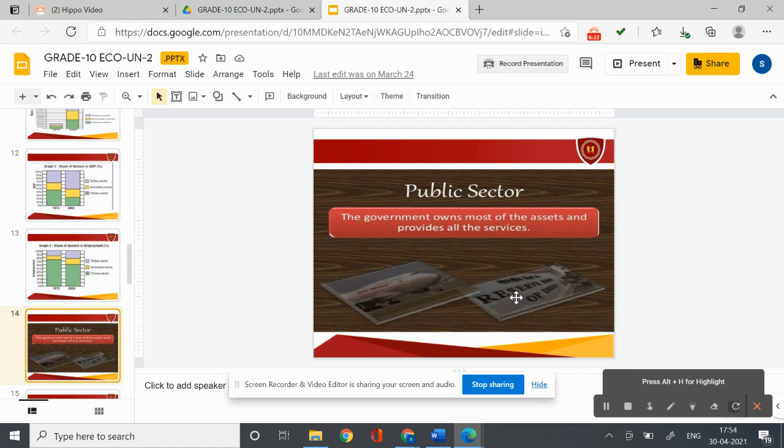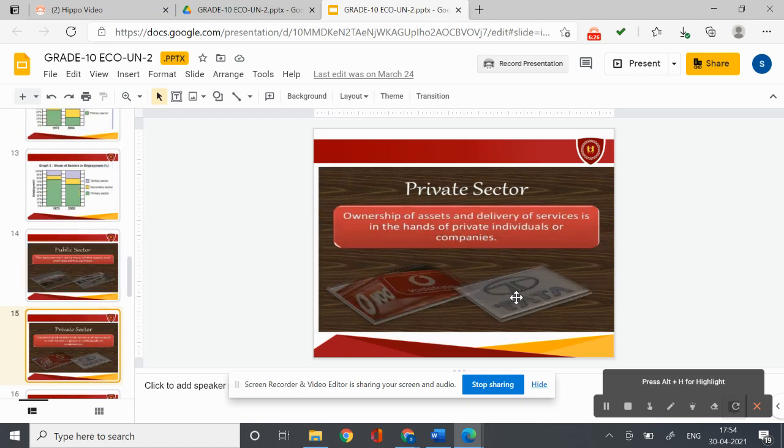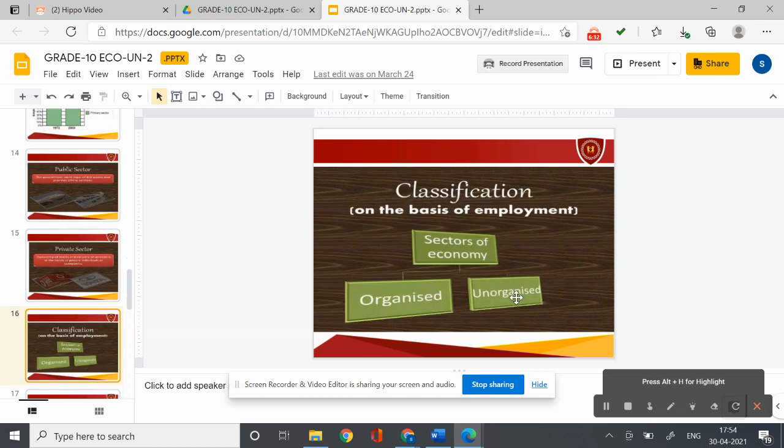So what is public sector? The government owns most of the assets and provides all the services. And in the private sector, ownership of assets and delivery of services is in the hands of private individuals or companies. How are they classified on the basis of employment? Sectors of economy are classified into organized and unorganized sector.